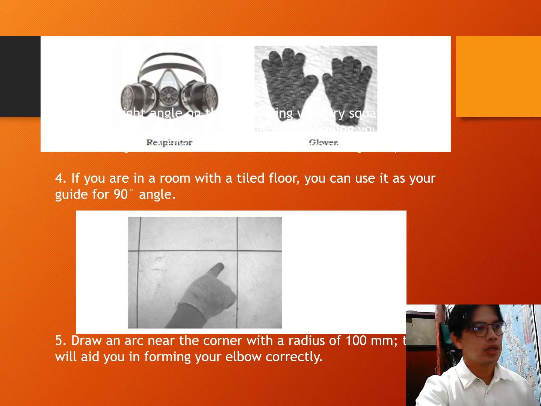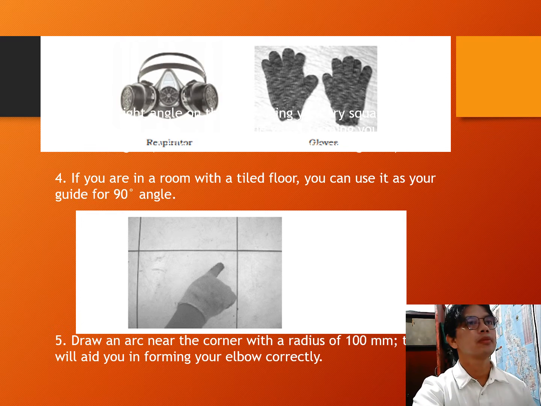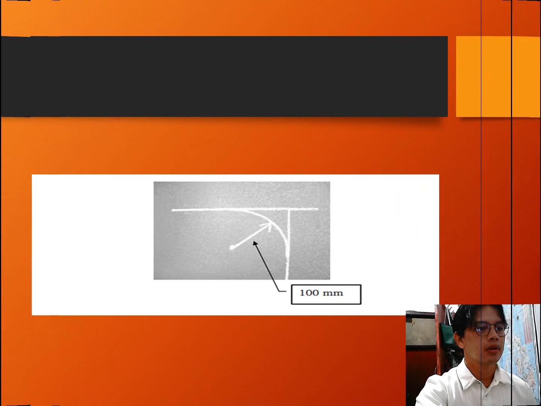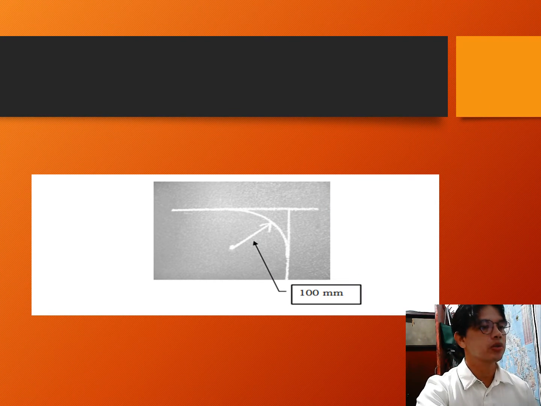So these will be the pictures. If you have a room with a tile floor, you can use this as your 90 degrees angle. If none, you have to illustrate the 90 degrees. Draw an arc near the corner with a radius of 100 mm. This will aid you in performing the elbow correctly, so this is used as your guide. That's one. This picture is your guide, drawn as an arc with a 100 mm measurement.